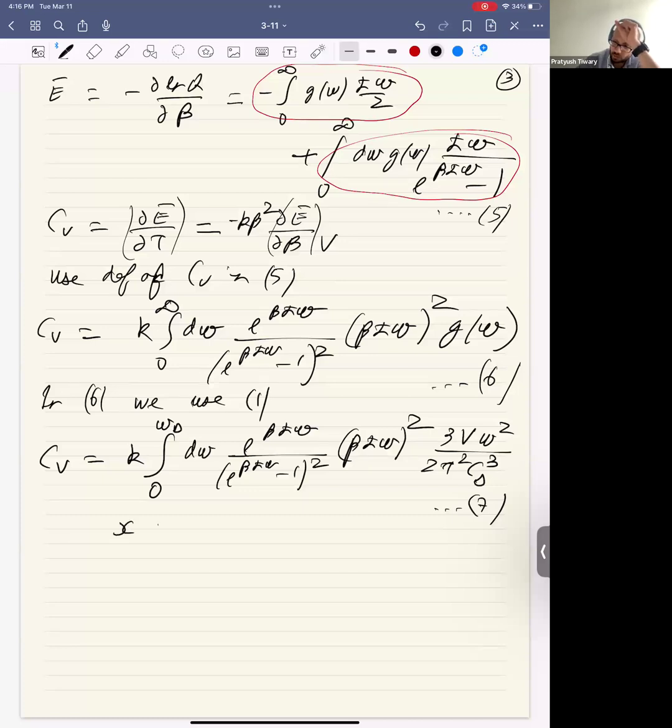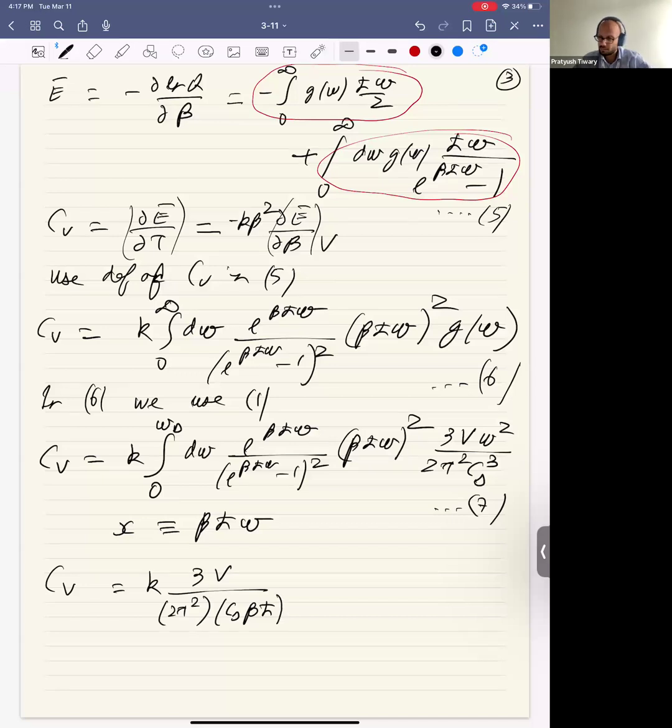Let's use this: beta h cut omega shows up again and again. Let's call it x. X is defined as beta h cut omega. With this, we get CV in equation 7 is equal to K 3V by 2 pi square speed of sound beta h cut. And so I'm writing down the algebra because if we really went through every step of the algebra right now, we will be here for a very, very long time. You can go and work through it, but there is nothing profound here. It's just converting the algebra from one equation to another.